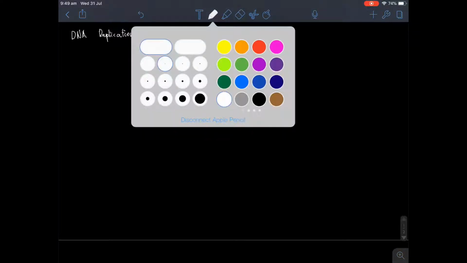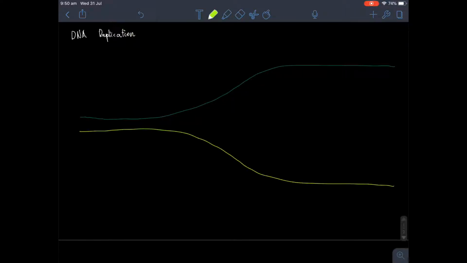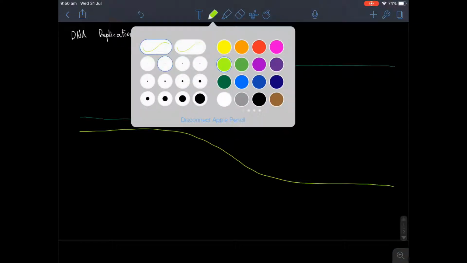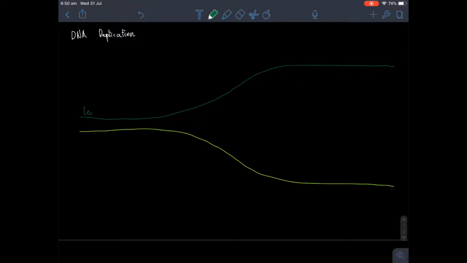So here we have a leading strand, which would be the one on top, and on the bottom we would have the lagging strand. The leading strand runs 5' to 3', and the lagging strand runs opposite that, 3' to 5'. We got these numbers wrong, those will be fixed later. So they mirror each other.